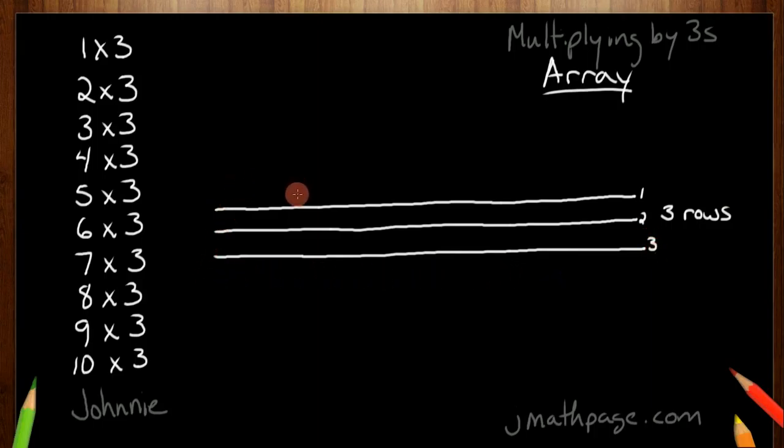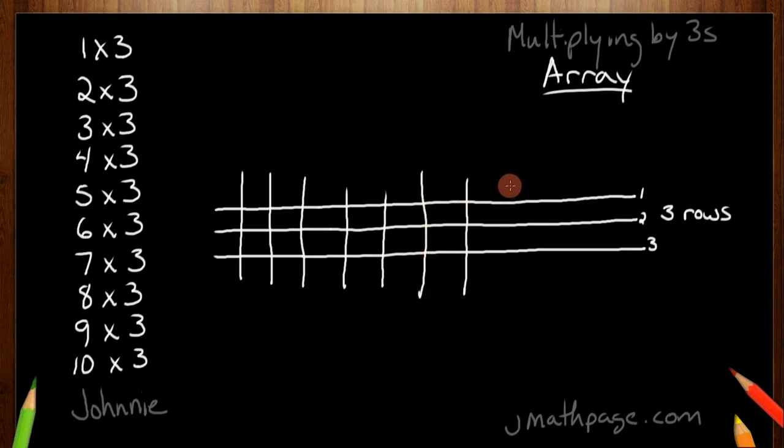Now I want to make some columns now. Columns will go up and down, they'll be vertical. Our rows were horizontal. So how many columns should I make? Well, I think I'll make 10, since we're thinking about 10 times 3 today. So I'll start over here. 1, 2, 3, 4, 5, 6, 7, 8, 9, and 10. That's pretty good.